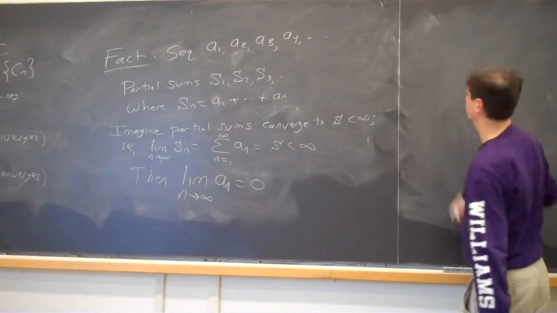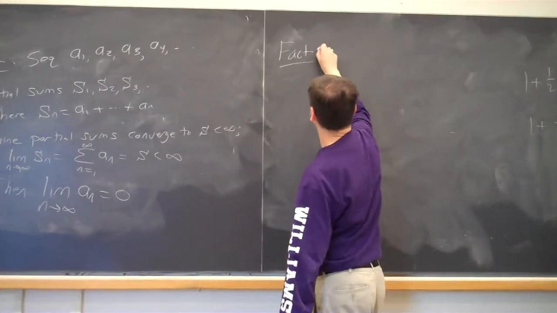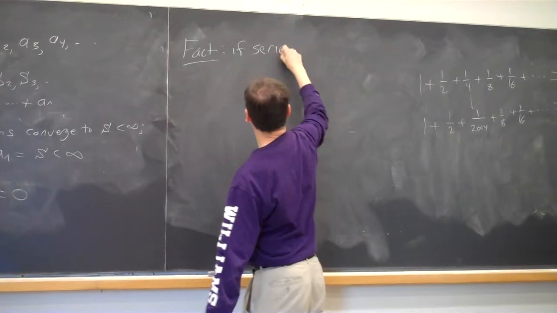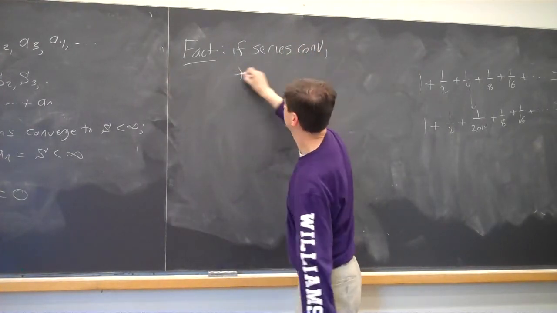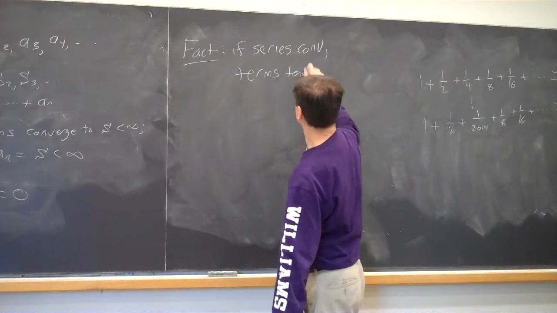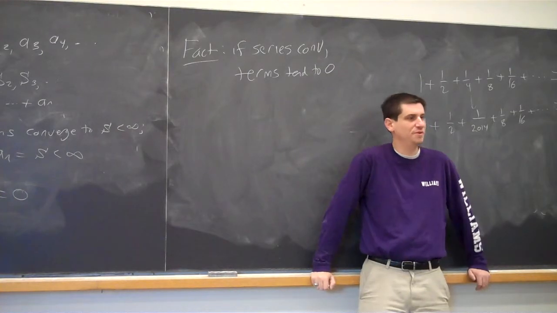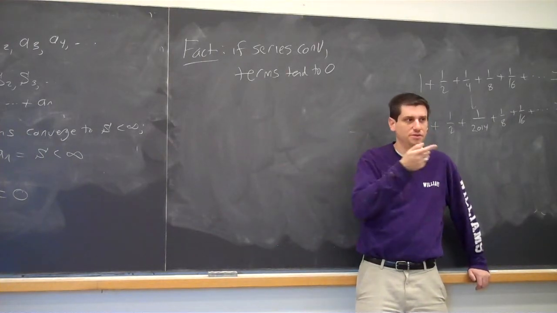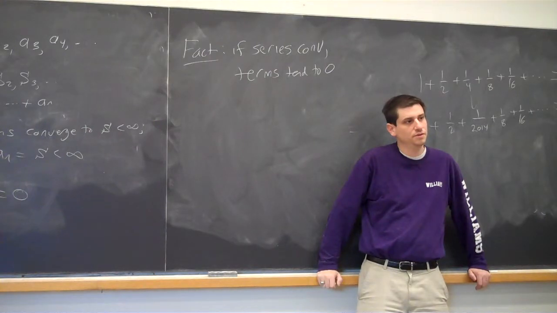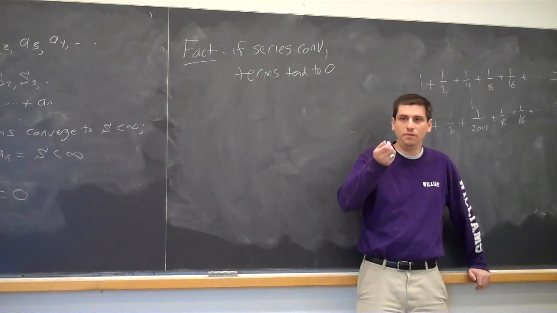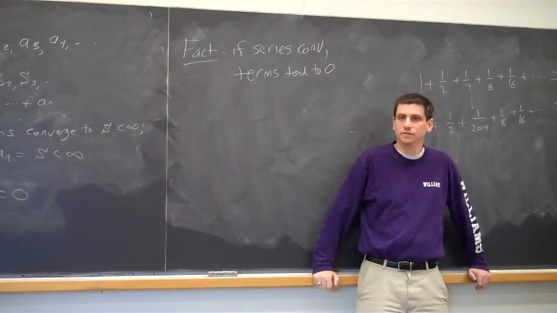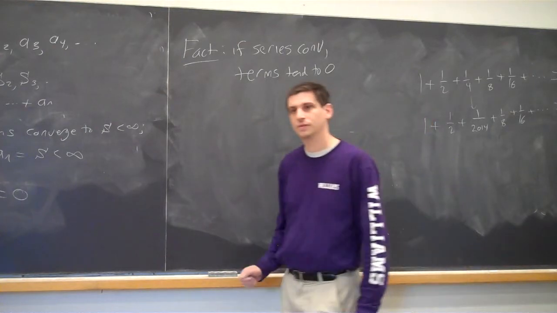Okay, so we've got the fact. If a series converges, the terms tend to 0. What do you think the flip of this is? The series diverges, the terms tend to infinity. That's a little bit more of a flip. The series converges and its terms tend to not 0. Anything but 0. No. If the series diverges, the terms tend to anything greater than 0.